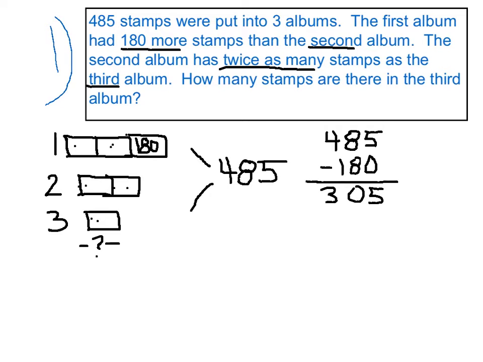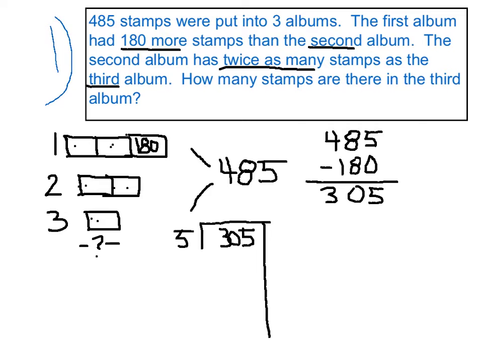So I'm going to split 305 into 5 equal parts. Now, my largest place value in the dividend is in the hundreds, but I can't have 100 groups of 5. That would be 500, and that's too big. I don't have that many stamps. So I could do 10 groups of 5. That's only 50, and that's really small.